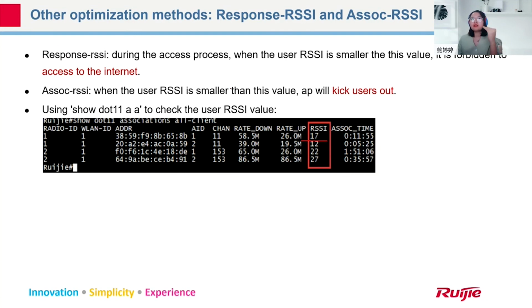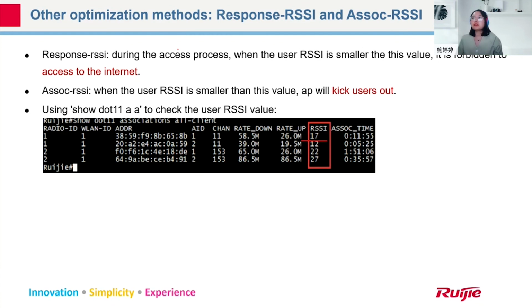Finally, your station cannot search the message, cannot search the SSID, and also cannot connect. This is a response. So associate means when the user's RSSI is smaller than this value, the AP will kick the user out. For example, we set the associate RSSI to 20, and finally we found the RSSI value to become 70. Maybe the station is working, right?